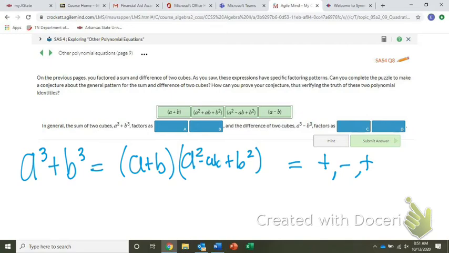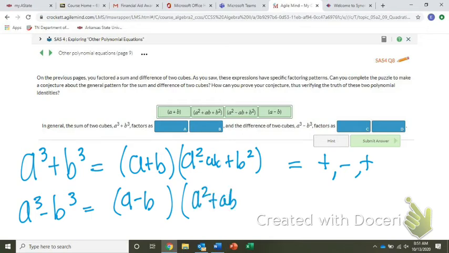For subtraction, what do you think is going to come first? A plus B or A minus B? A minus B. Then all the second stuff is A squared plus AB plus B squared. So a subtraction set is minus, plus, plus. And I'll show you why in just a minute. So on your Agile Mind, drag the factors into the correct position.